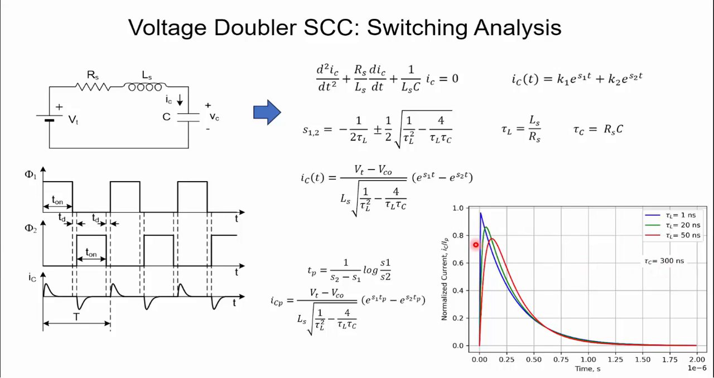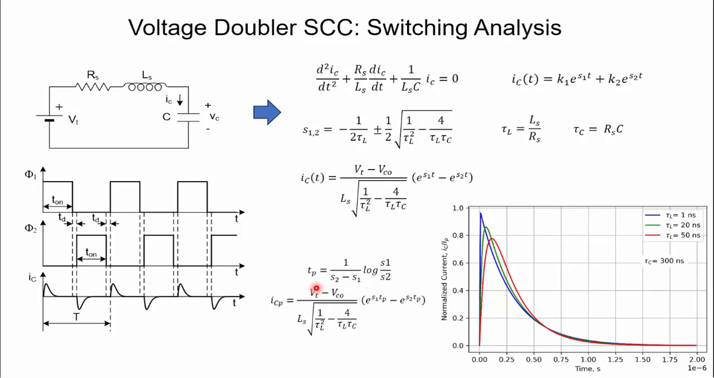So we can see how for small values of tau L, so small values of series inductance, we have a waveform which is similar to the ideal waveform, but when we increase a little bit the series inductance, then we are going to have this type of waveform which is softer. And in principle this is good because we are going to have a current that starts from zero and has a lower peak in the current. So this will reduce the switching losses and also the EMI generation.